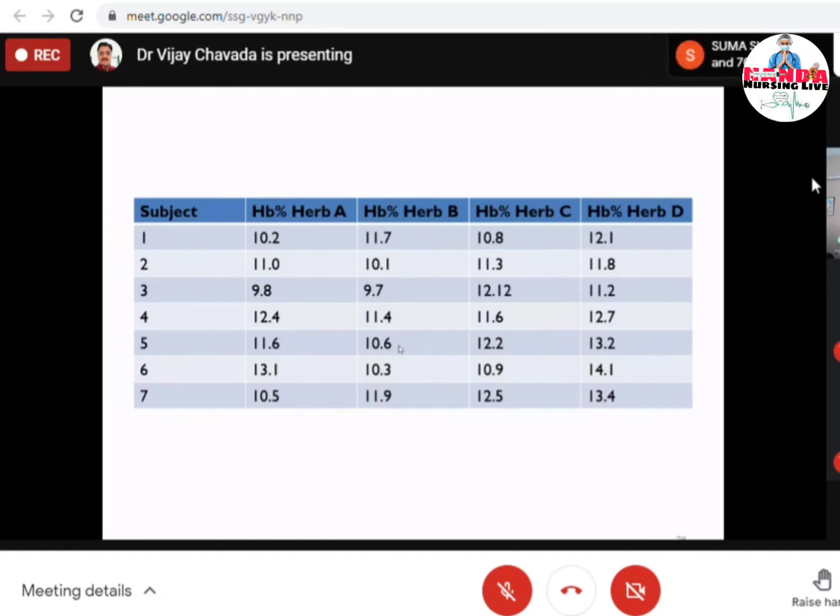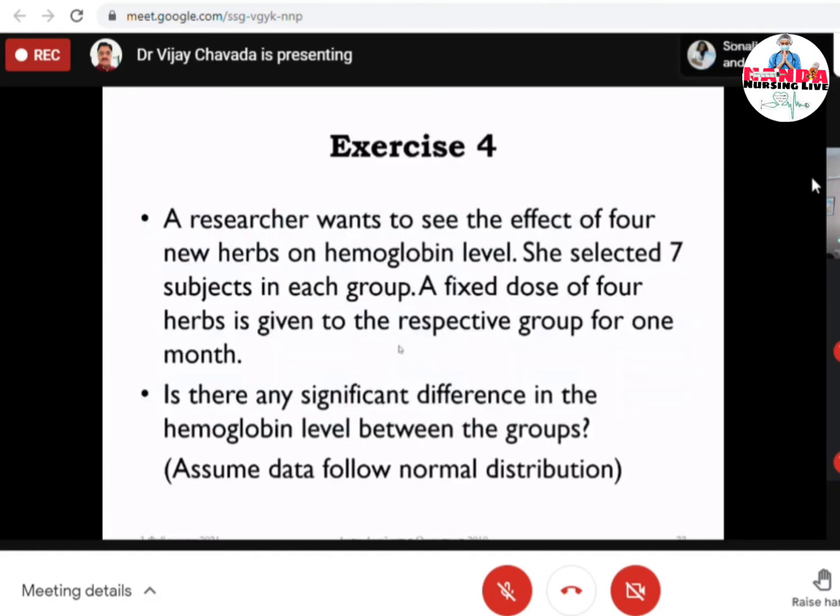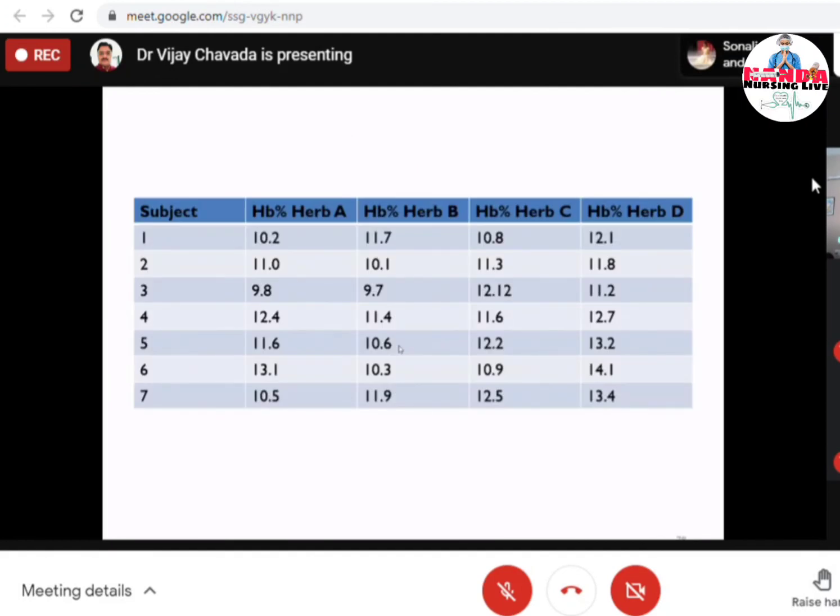So here the data is given: subjects 1, 2, 3, 4, 5, 6, 7, and herbs A, B, C, and D. 4 types of herbs were given, and from all these 7 subjects, hemoglobin level was estimated. Now we want to know, what is the question? Is there any significant difference in the hemoglobin level in the subjects? So whether there is any difference in average hemoglobin among the 7 subjects across 4 different herbs. So how to do that?